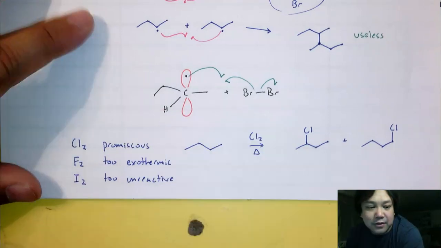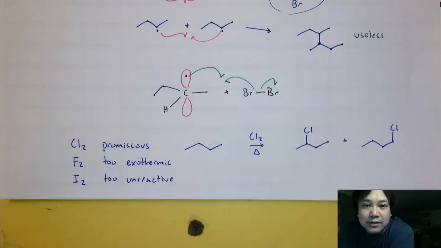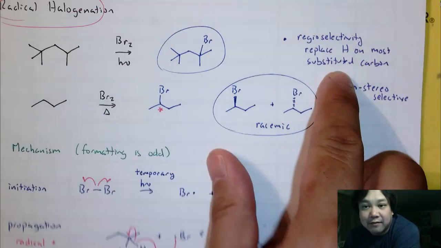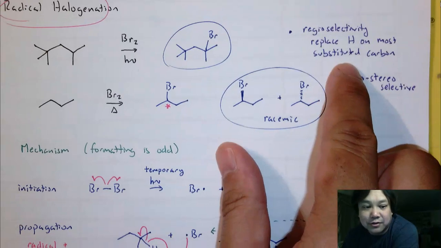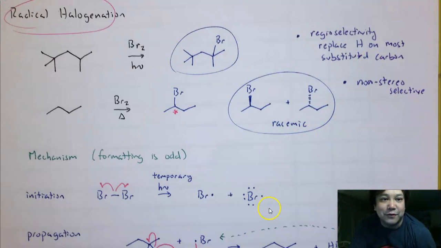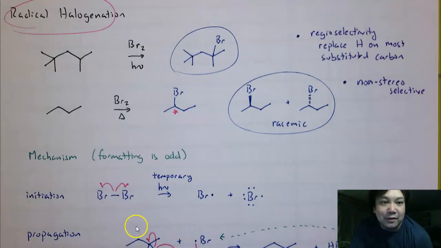Okay. So when we do radical halogenation, we should always use Br2, and you're going to add the Br. Actually, you're going to replace the hydrogen on the most substituted carbon, and that's what I have. Oops, sorry, right here, the regioselectivity. Replace the hydrogen on the most substituted carbon. Okay, that's our first reaction for radical reactions.